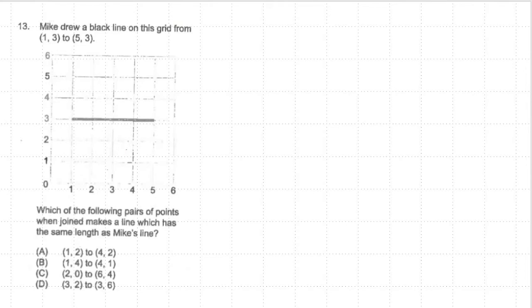I'll show you why it is D. D is 3, 2, which is here, and then 3, 6. It's a straight line. It's not cutting across like that. So it's also 1 box, 2 box, 3 box, 4 box.